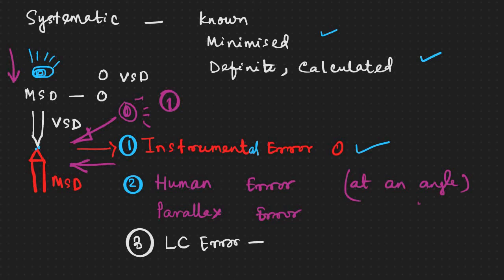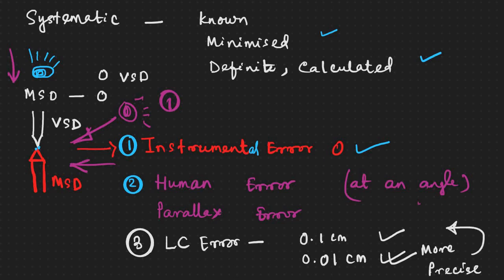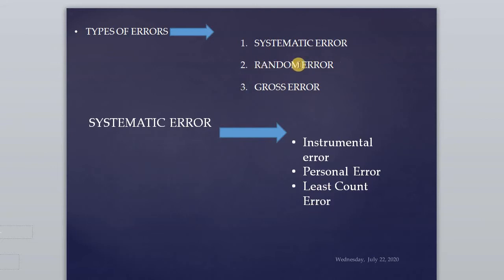That means if the least count is 0.1 centimeter, there the error will come. And take another instrument where the least count is 0.01 centimeter. Now here the measurement will be more precise than the previous one. Okay, so these are the systematic errors which we can avoid, and it is known, it can be minimized and calculated. Here we finish the systematic errors. Then we will go to random errors. What are random errors?